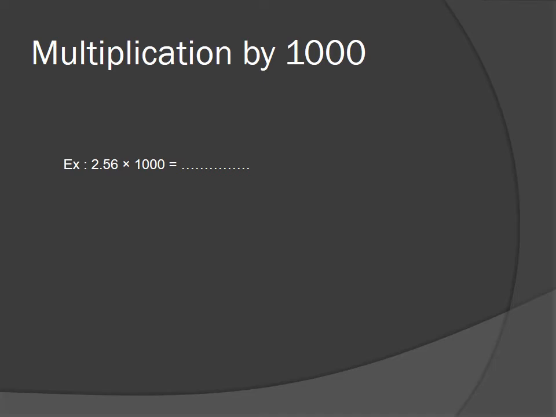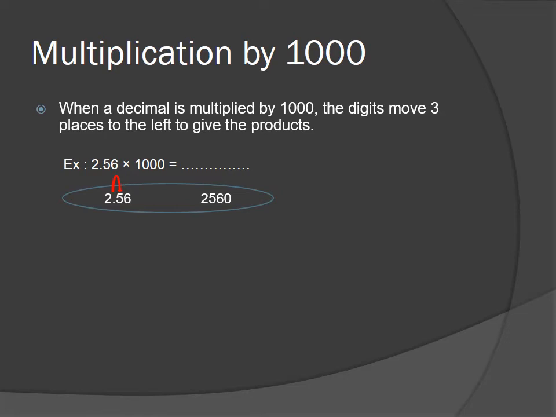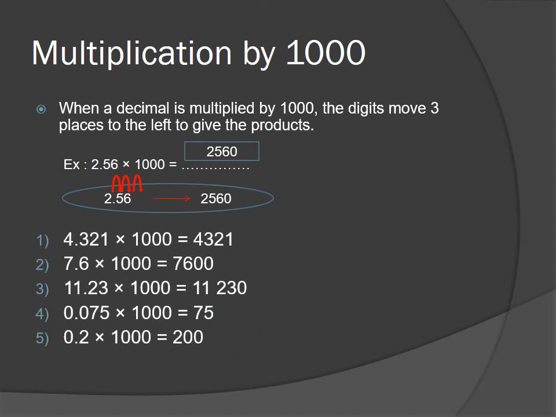Multiplication by 1000. When a decimal is multiplied by 1000, the digits move 3 places to the left to give the products. Example: 2.56 has to be multiplied by 1000. It means you have to move the decimal point 3 places to the right. Then you can get the answer as 2560.